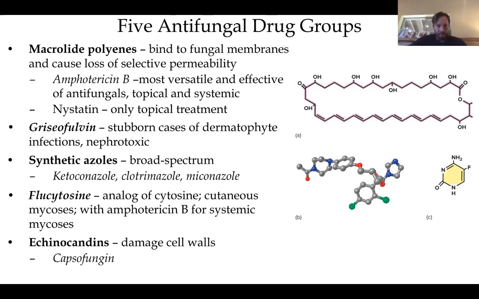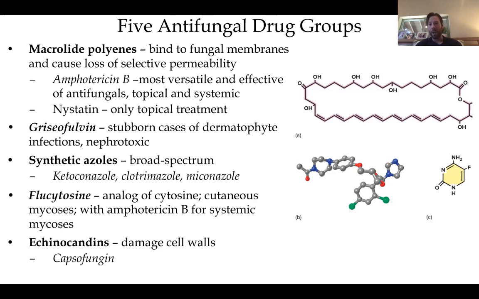The griseofulvin is for stubborn cases of dermatophytes. Where do you think dermatophytes live? Under the skin. Yeah. Synthetic azoles, broad spectrum.